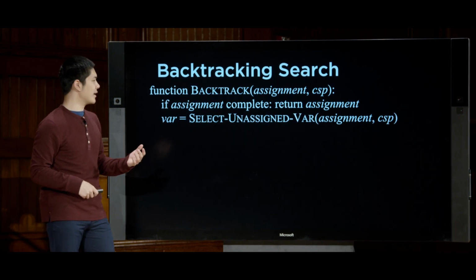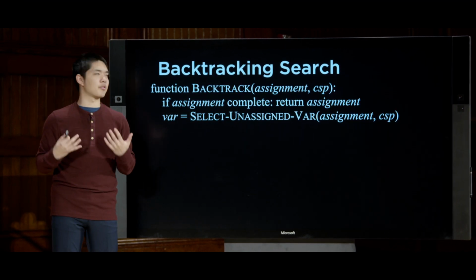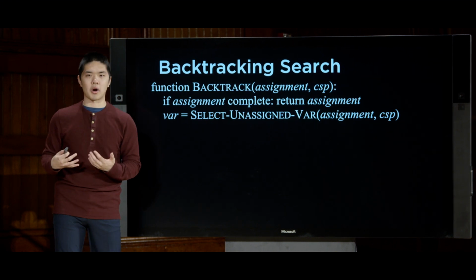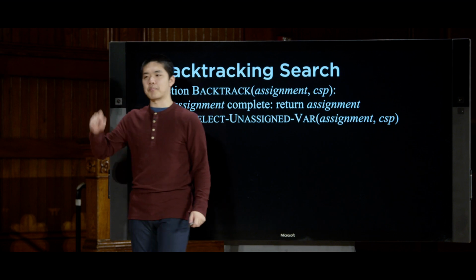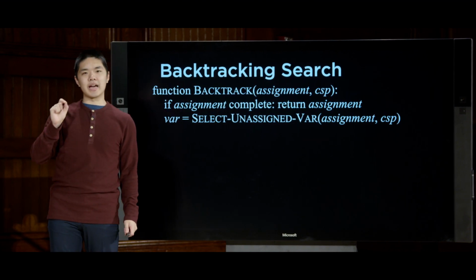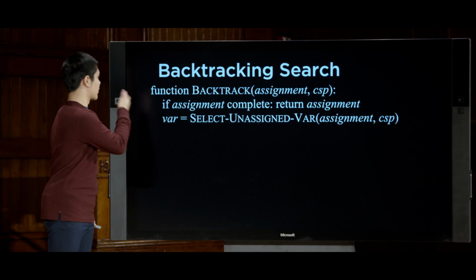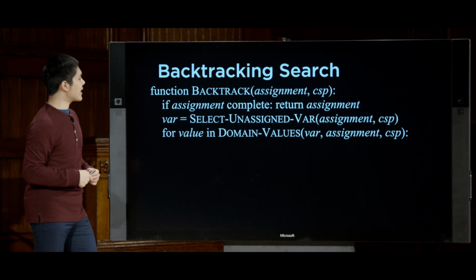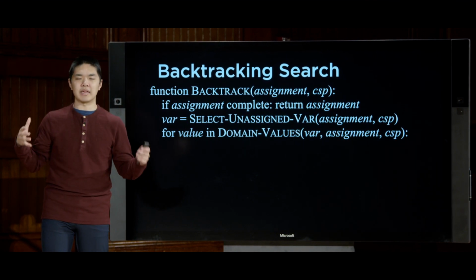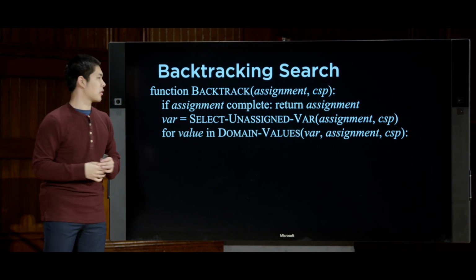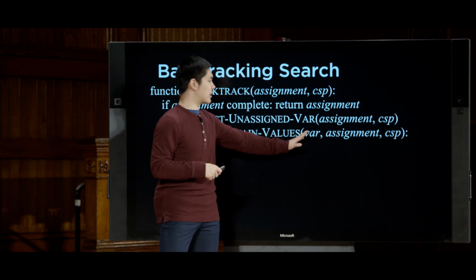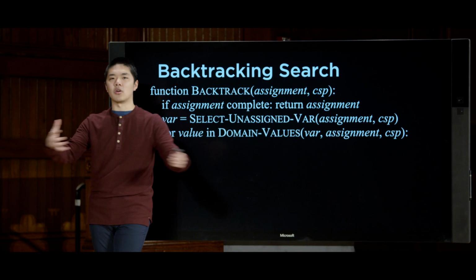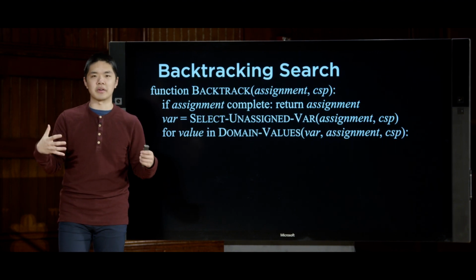So what we'll need to do is select an unassigned variable for this particular problem. So we need to take the problem, look at the variables that have already been assigned, and pick a variable that has not yet been assigned. And I'll go ahead and take that variable. And then I need to consider all of the values in that variable's domain. So we'll go ahead and call this domain values function. We'll talk a little more about that later. That takes a variable and just gives me back an ordered list of all of the values in its domain.